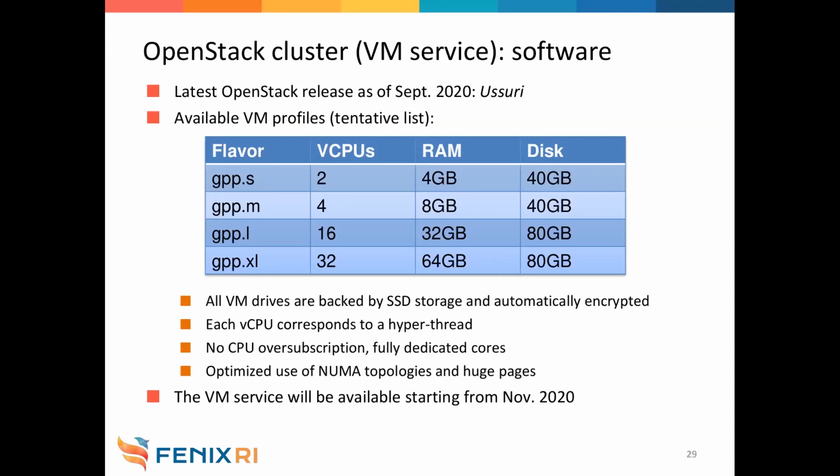The vCPUs correspond to hyperthreads, and there is no CPU oversubscription. So when you request vCPUs for your VM, they are dedicated to your VM. You have no competition with other VMs running on the same cores. Of course, there is a lot of optimization to make the VM as fast as possible on this hardware. This service will also be available in November.